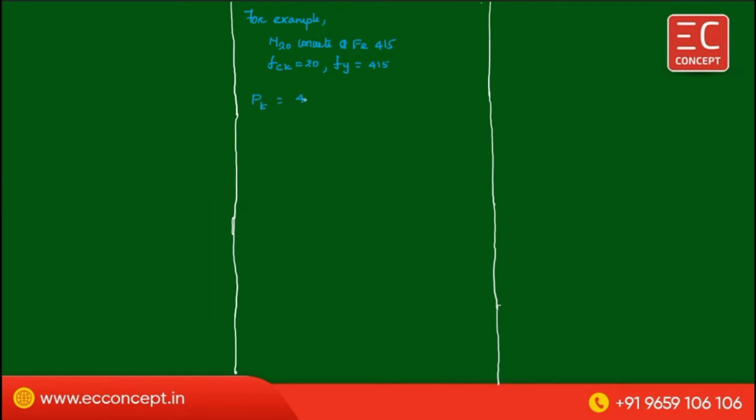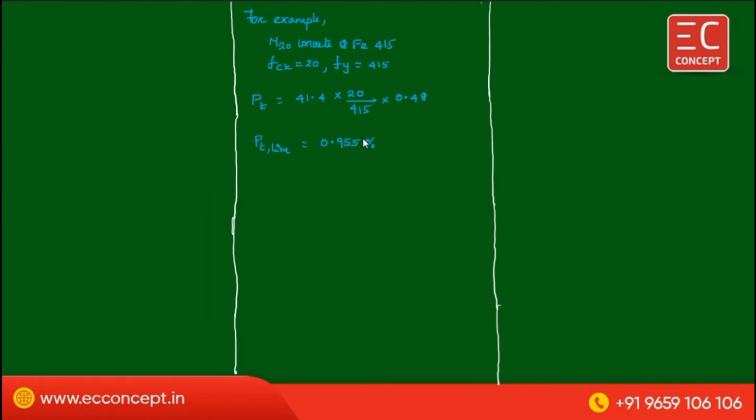Therefore, what is PT? If you substitute 41.4 into the grade of concrete 20, and for Fy415, what is the K value? 0.48. After substituting, you are getting 0.955%. This is the PT that you are getting. So PT limited for this M20 concrete and Fe415 is 0.955%.